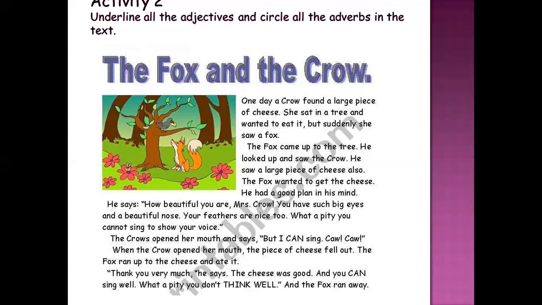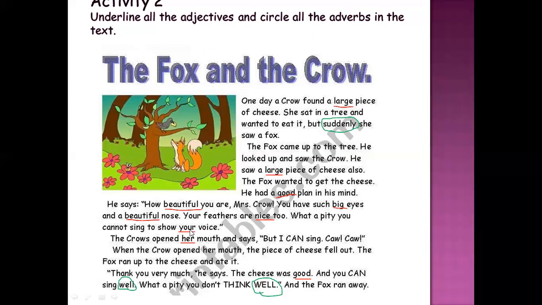Okay, we will see the answers. Here are the answers. Here I have underlined all the adjectives in red color and circled all the adverbs in green color. So these are the adjectives I found. Large. Again, the same adjective, large. Good, big, beautiful. Again, beautiful.